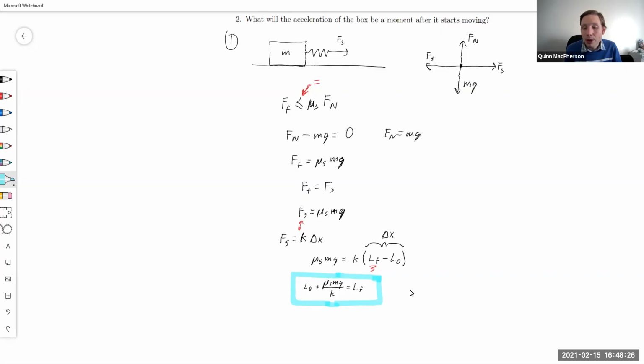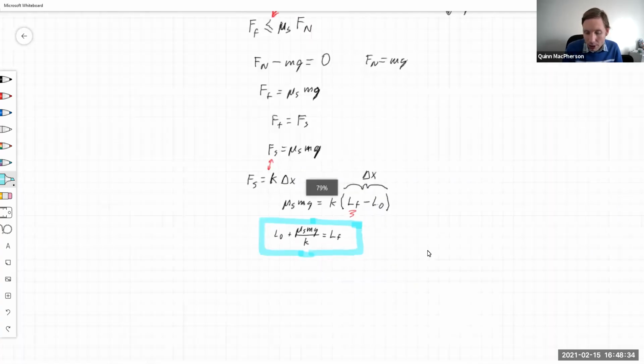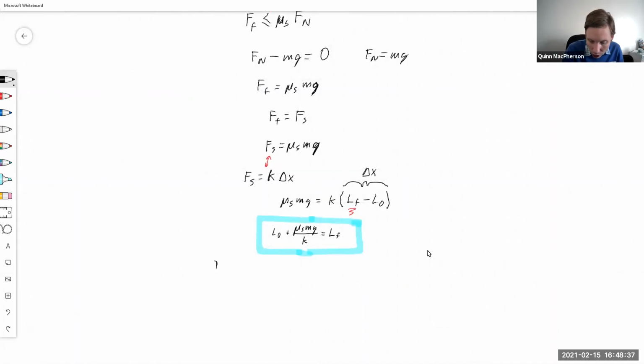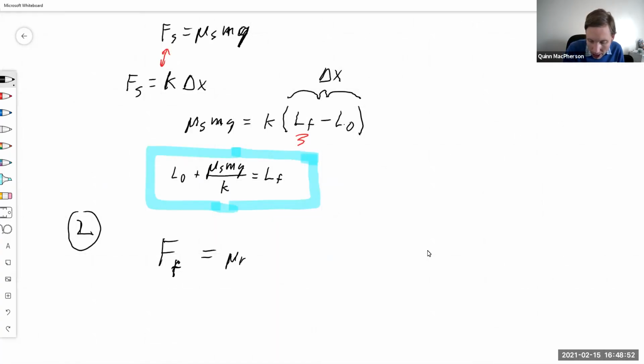Okay, so in the second part of the problem, we are asked what the acceleration of the box will be the moment after it starts slipping. So after it starts slipping, the frictional force gets smaller. So now the frictional force, friction, is mu K F normal. The reason is it's sliding. Anytime you have something sliding, its frictional force is mu K F normal. You don't have to worry about a less than, because for kinetic friction, you always have it equal to.